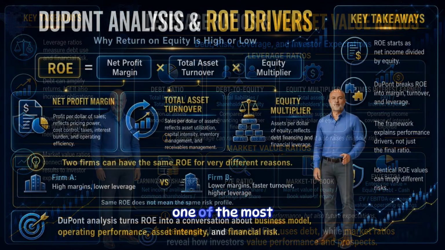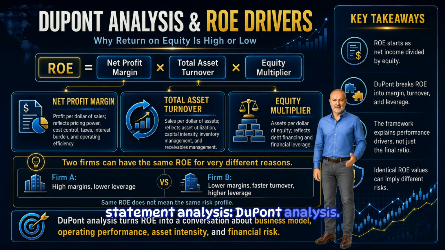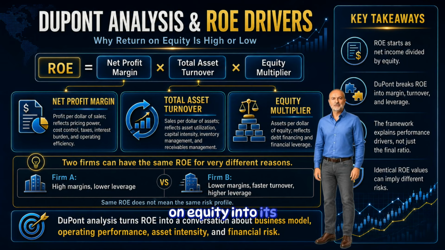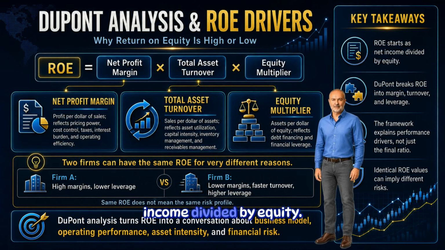Now we come to one of the most useful frameworks in financial statement analysis, DuPont analysis. DuPont analysis decomposes return on equity into its main drivers. Instead of treating ROE as one number, DuPont analysis asks, why is ROE high or low? The basic idea begins with this formula. Return on equity equals net income divided by equity. Then we break ROE into three parts. ROE equals net profit margin times total asset turnover times equity multiplier.